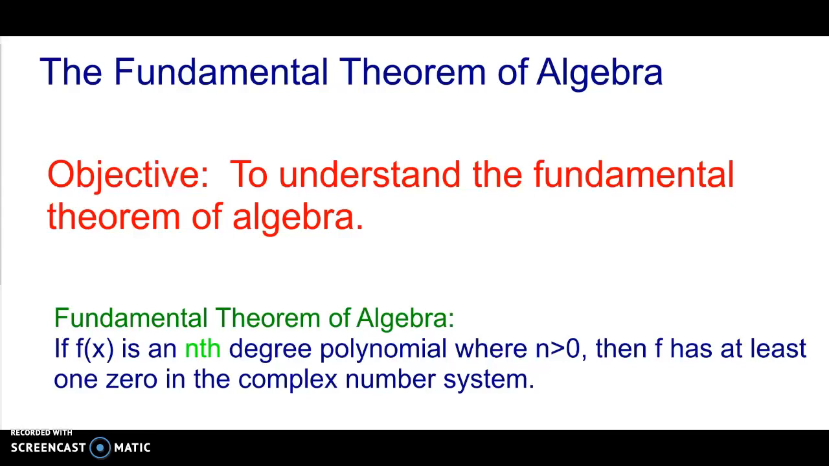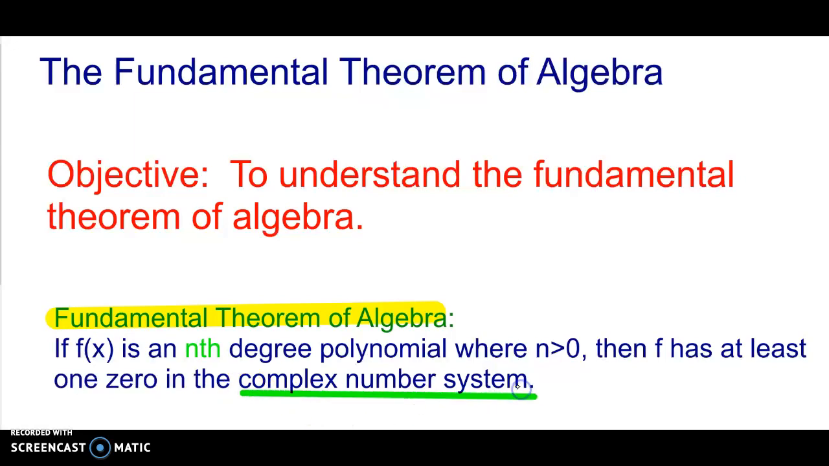Okay, so we're going to talk about the fundamental theorem of algebra. Not too much to write down here, but more just understanding what these things are that we're going to talk about. So it says right here, for the fundamental theorem of algebra, if f of x is an nth degree polynomial, where n is greater than 0, then f has at least one 0 in the complex number system.